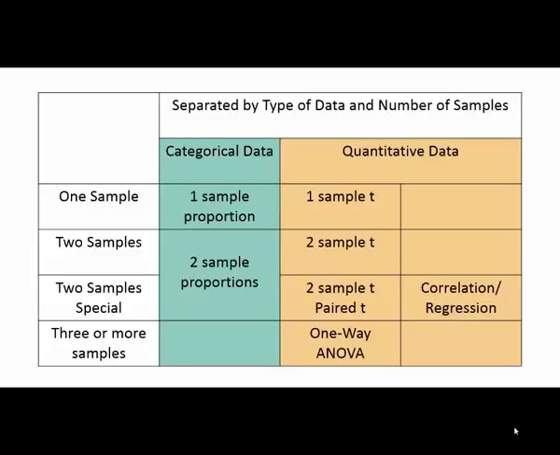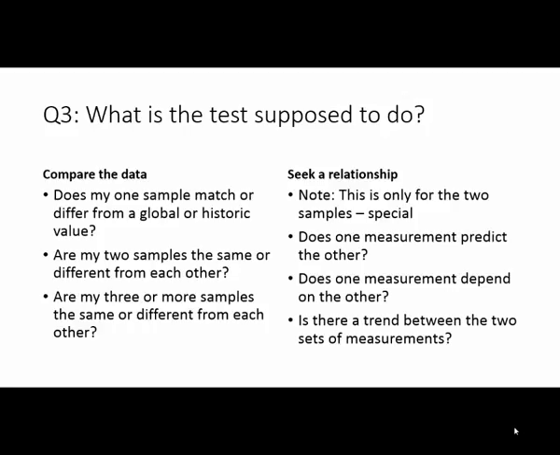When you have quantitative data, we might know what to do already, we might not. If you have quantitative data and you have the two samples special, well, we need to ask ourselves one more question. Question 3. What is the hypothesis test supposed to do? Either it's a comparison of the data, maybe between the groups or from the one group you have to a historic value, or if it's not that, then you're seeking a relationship between the two sets of data.